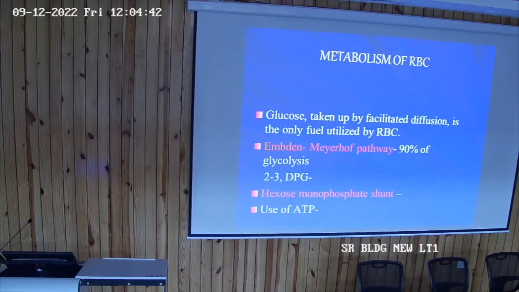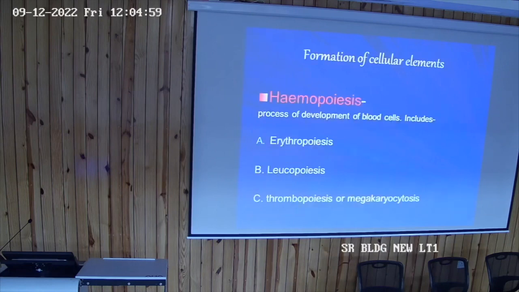This is the metabolism of RBCs. Glucose is taken up by facilitated diffusion, and it is the only fuel utilized by RBCs. These are the different pathways by which the metabolism or energy requirement is met, and these are the various enzymes which are present. We have started with hemopoiesis. It may be erythropoiesis, leukopoiesis, or thrombopoiesis.